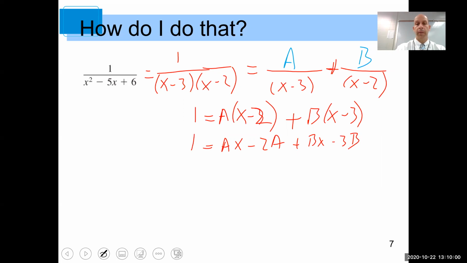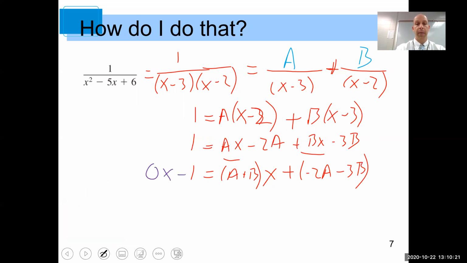Let's do a little bit more work. These two terms have x in them, so a plus b is the coefficient of x, and then plus negative 2a minus 3b. Now I'm going to make a little observation here by adding a term that may seem weird, but let me explain. On the left-hand side, we've got 0x plus 1, and on the right-hand side, we've got this. This is the coefficient of x, and this is the coefficient of x, so 0 has to equal a plus b.